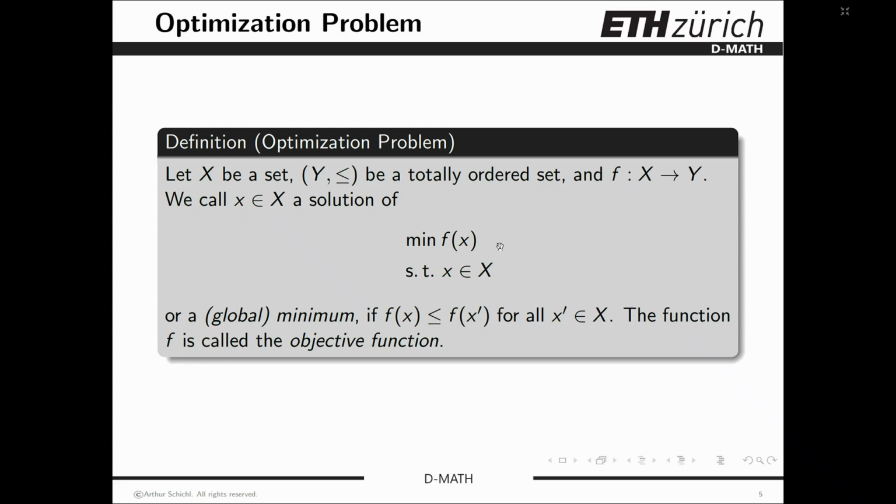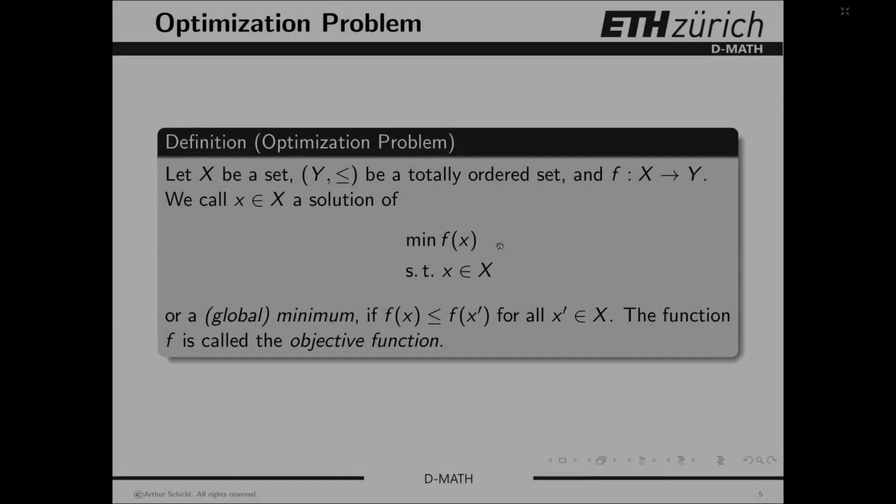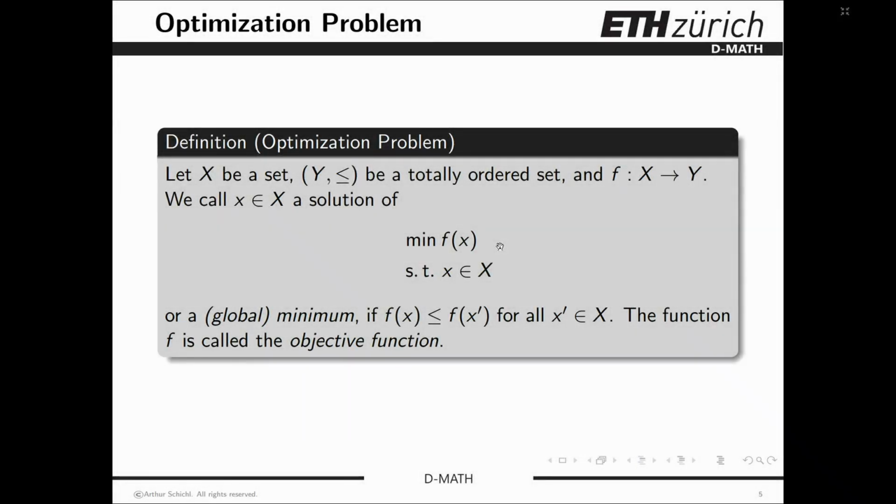To give sense to this, the function we have has to take values in a totally ordered set where you can compare the size of the values it can take. This is really the most general definition of an optimization problem. And in general, if you just have a random function on a random set, there's no guarantee that it actually has a minimum, or that this minimum is unique.